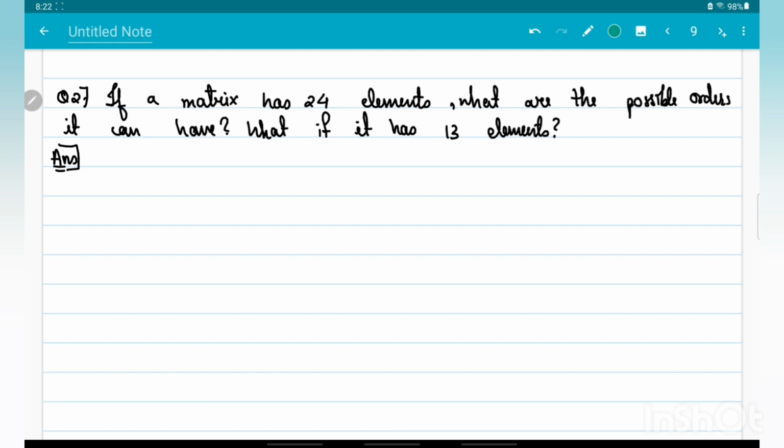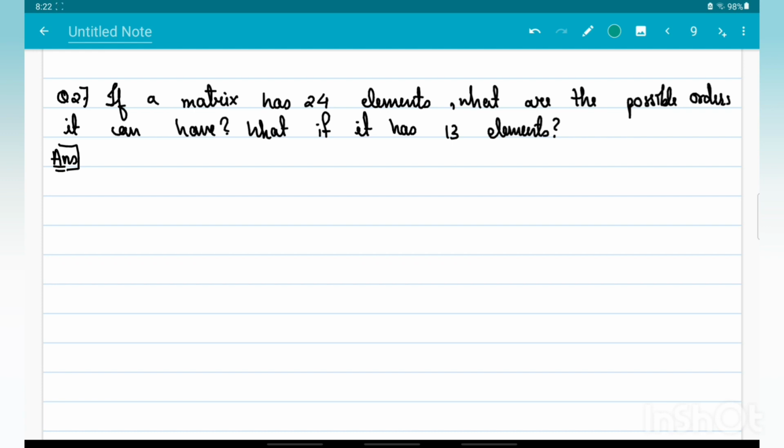Now here comes our next question. The question says that if a matrix has 24 elements, what are the possible orders it can have, and what if it has 13 elements? Basically, they have given us the number of elements in this question, and they have asked us what are the different types of order of matrices that you can get.